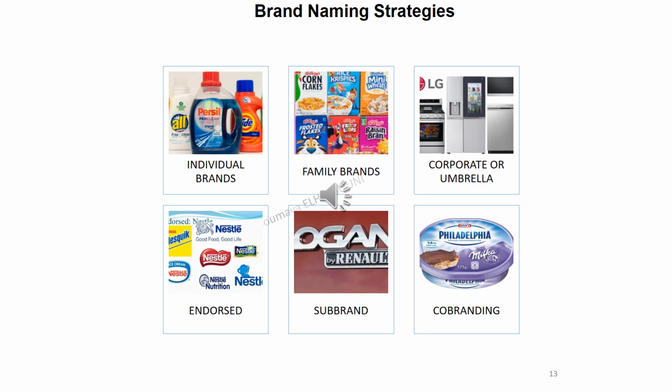This approach, which consists of giving each product its own unique name, is used when the company has several products, but each one carries its own unique brand. For example, Procter & Gamble, the famous company I have already talked about in the course, has brand names like Gillette, Pampers, Head & Shoulders, Pantene.